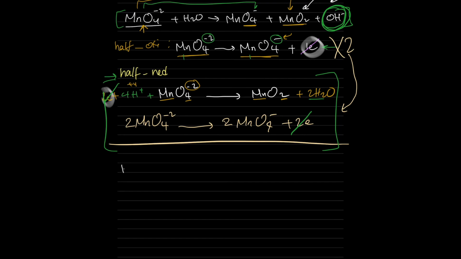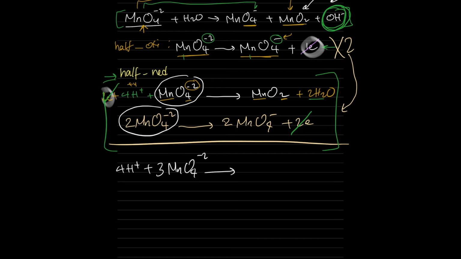Okay, here we have 4H plus, you have this one here, and the summation of these is 3 MnO4 negative 2 leads to give 2 MnO4 negative 1 plus MnO2 plus 2 H2O. Okay, as you can see, you can solve the equation from now, because the answer, or let's say the question, was about to determine the coefficient of manganate and this one here. So the ratio is 3:2.